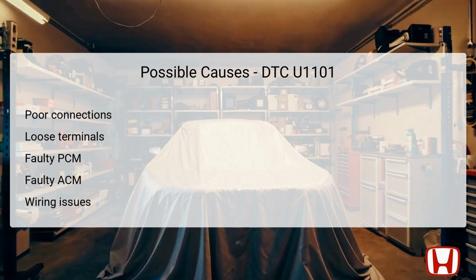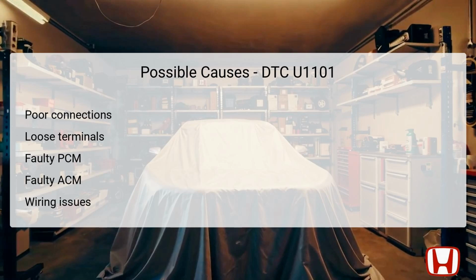Several factors can cause DTC U1101. One common cause is poor connections, which can prevent efficient communication between the PCM and ACM. Loose terminals at either module can disrupt the intended data flow as well. A faulty PCM or ACM is another serious possibility that may lead to this malfunction, where one or both modules fail to send or receive data properly.